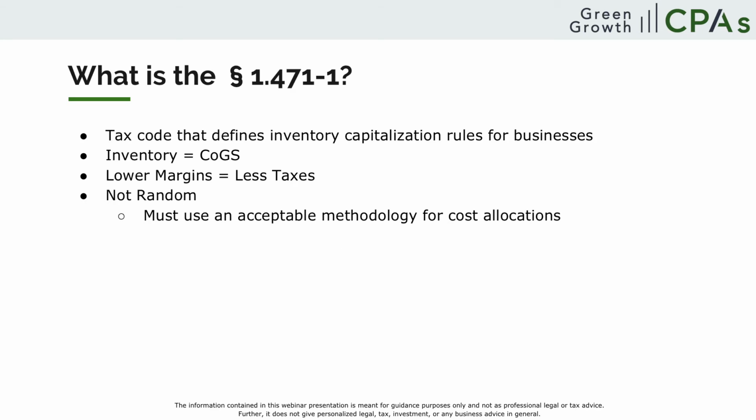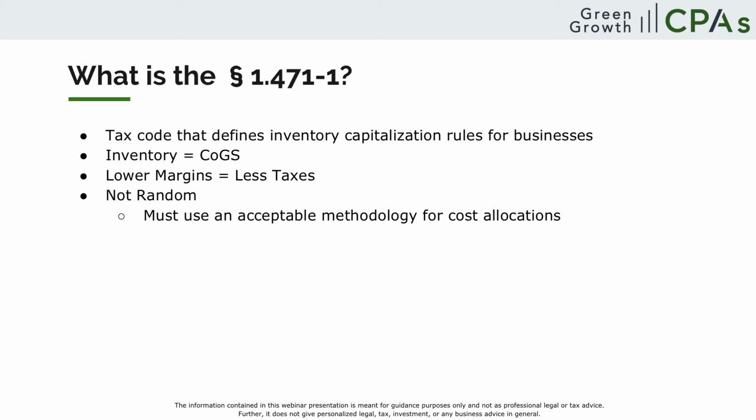So 471 is a tax code that defines inventory capitalization rules for businesses. And this section of the law defines what you can put into the inventory costs. And if something counts as inventory, then it can be considered COGS. This will drive down your gross margin and ultimately reduce the taxes that you have to pay out.